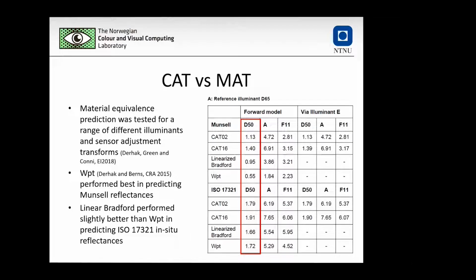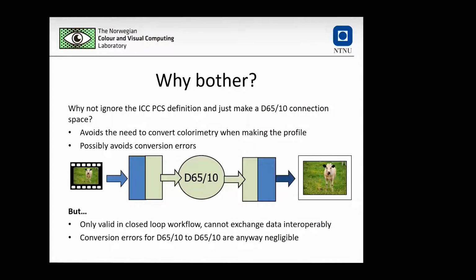Okay, so you might think, well, that's all a bit complicated, so why should we even bother? And there are people who would argue that we'll just ignore the ICC PCS and we'll just have a D65 10-degree connection space, and that will avoid all that trouble of converting the colorimetry when we make the profile. If you recall from that workflow, you start off with the measurement data, you've got the D65, and then you've got to apply the matrix to get the D50 2-degree, and then make the profile from that. So you can avoid all that.